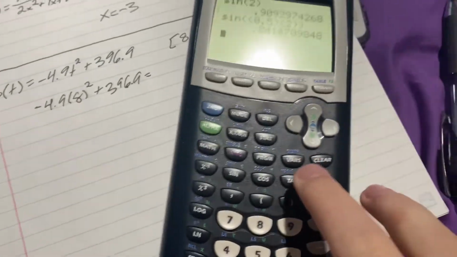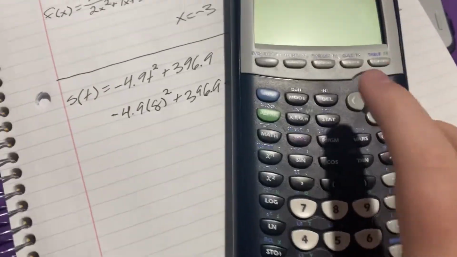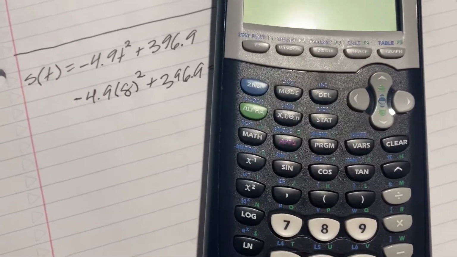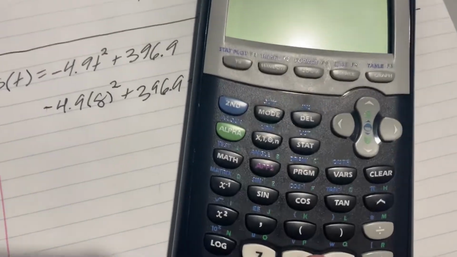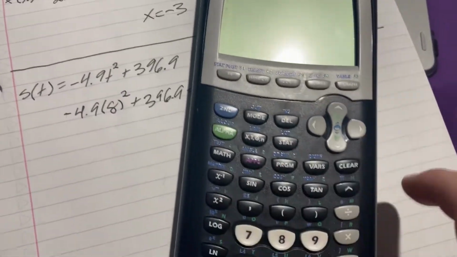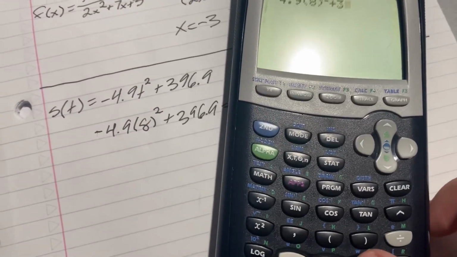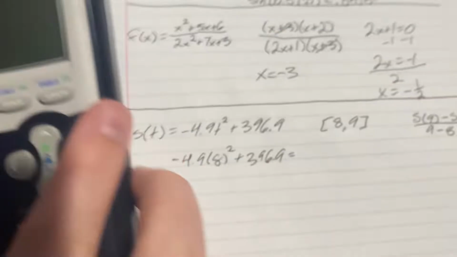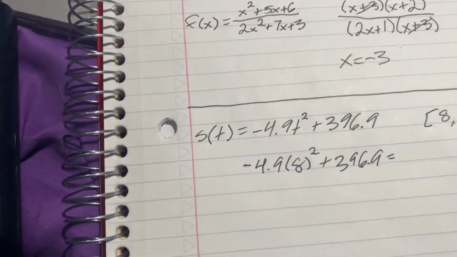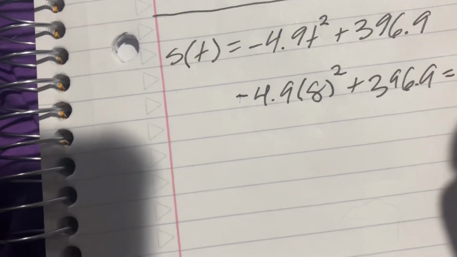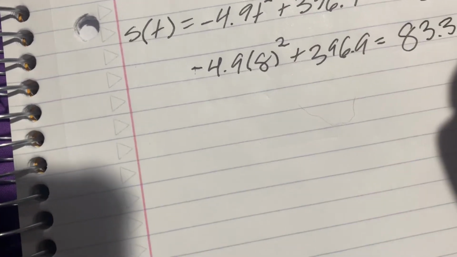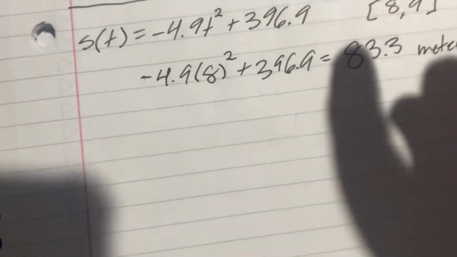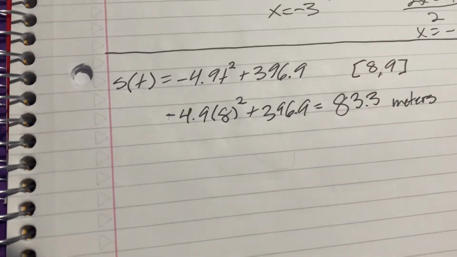So go ahead and plug that into our calculator. So -4.9 parentheses 8 squared plus 396.9, and we're going to go ahead and get 83.3 meters. So we can tell that that is obviously in the air.